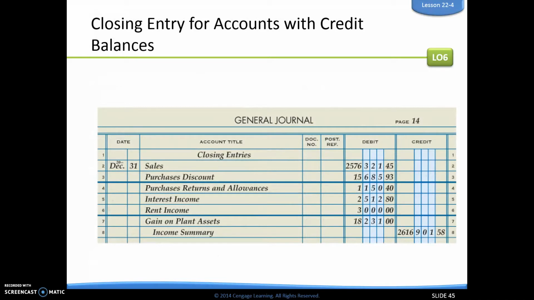So here's our general journal. We have our closing entries. We list all of our income statement accounts with credit balances. Remember, they get debited then to zero them out, and the total of those goes to income summary.